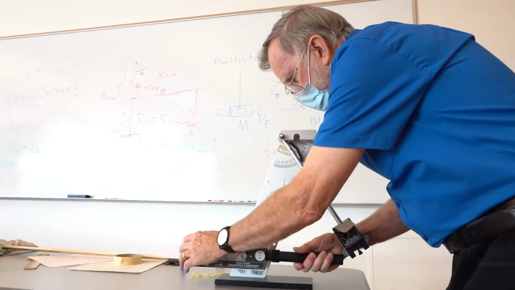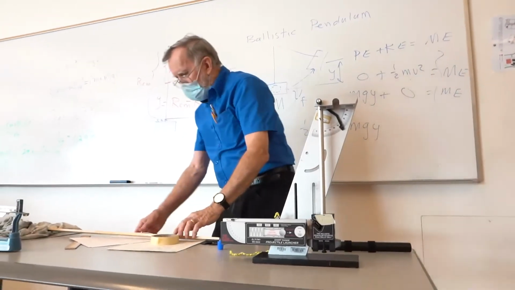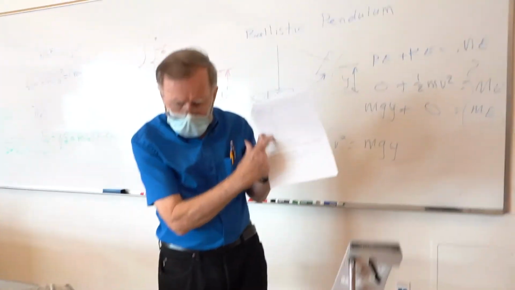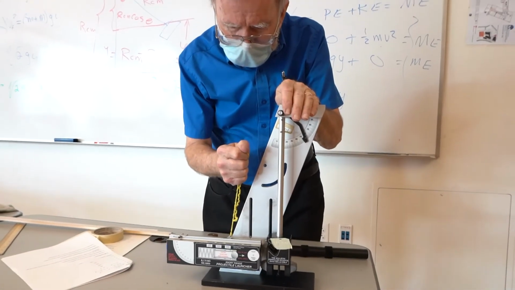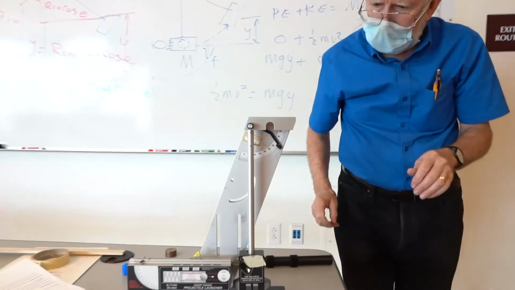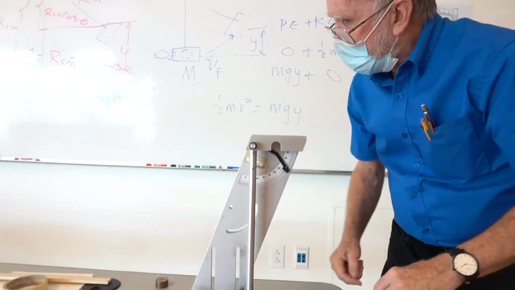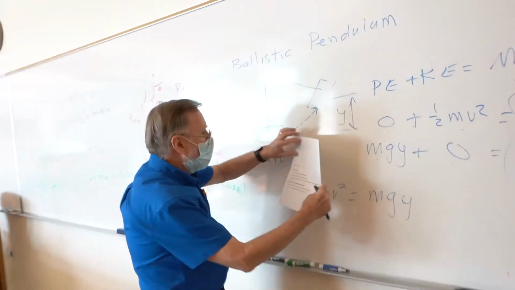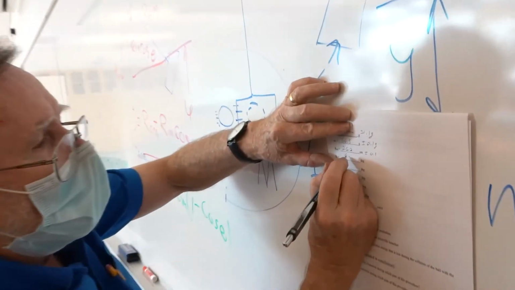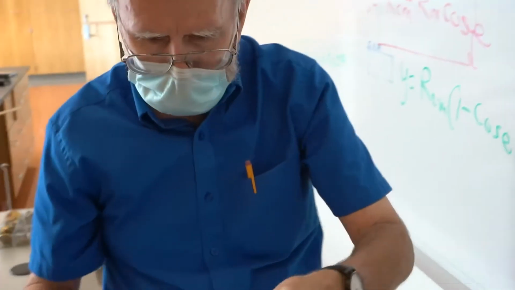So what we're going to do, shoot this thing 4 or 5 times, measure the angle theta, and record it on our data page. Okay, here we go. Number 1. And that looks like about 62.5 degrees. So I'm going to write that down right here. And these will be the numbers that you'll be using in your calculations.